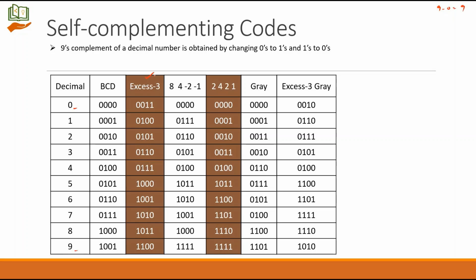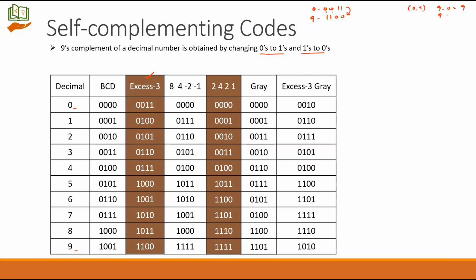Let's take the XS3 code. 0 has the value 0011. 9 has 1100. Is this the ones complement? Is this having zeros to ones and ones to 0? Yes. First two bits are 1 and last two bits are 0. It is a perfect complement. So that's why they are called self-complementing codes. Are only two values complemented? No. All the values will be complemented. 9 minus 0 is 9, so 0 and 9 are complements.